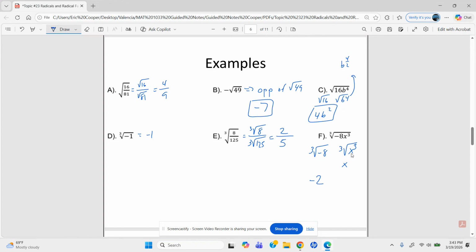And then for this here, we'll take the exponent and divide it by the index. 3 divided by 3 is 1.